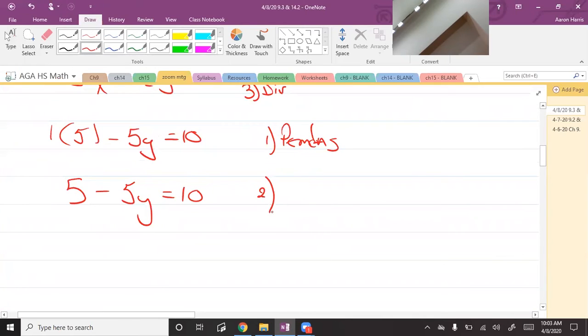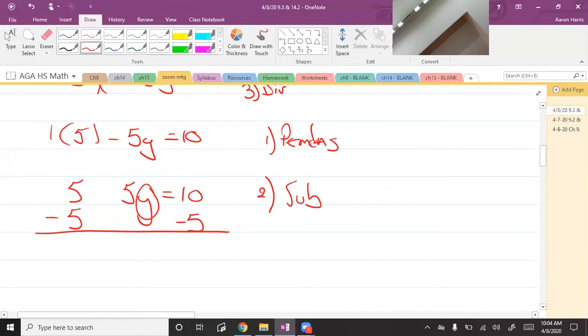Step 2, remove all addition, subtraction from your variable. This is a +5, so I need to subtract it. So I'm going to say -5 minus 5. 10 is a constant, 5 is a constant, so I can do that, okay? 5 minus 5 is 0. Bring down the -5y is equal to 10 minus 5 is 5.